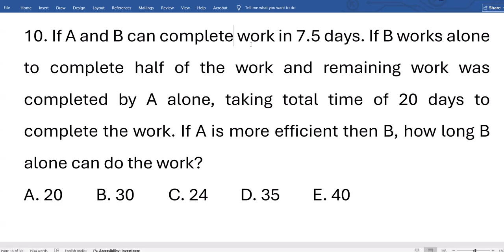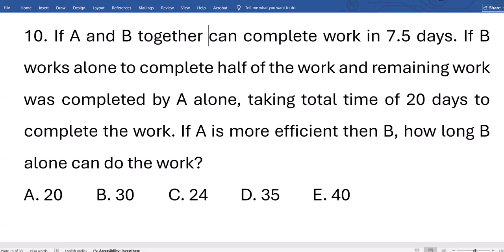A and B together can complete the work in 7.5 days. They are working together, they can complete the work in 7.5 days. If B working alone completes half of the work, and A completes the other half, then the total time together is 20 days. If this is the case, and A is more efficient than B, then B alone can do the work in how much time? Now see the changes in the question. For your better clarity, I modified the entire question like this. A and B together can complete the work in 7.5 days. B completed half of the work and the remaining half is completed by A alone.